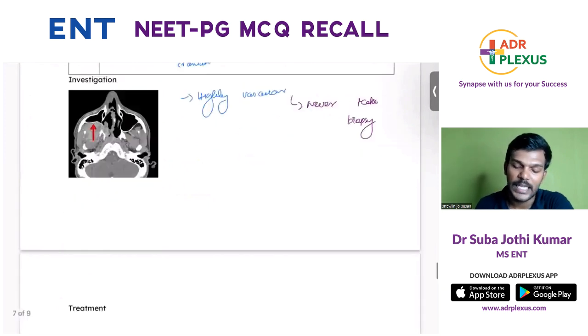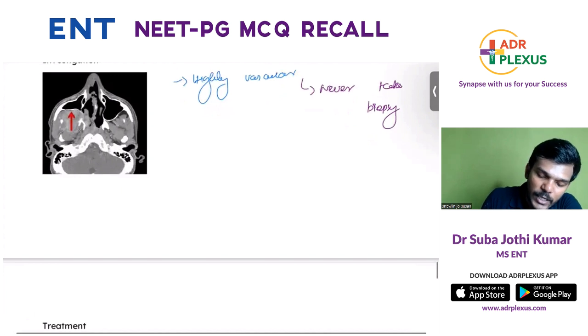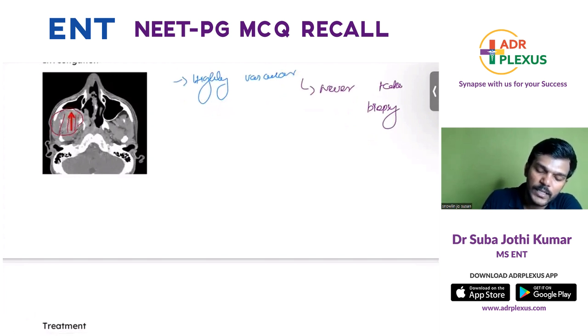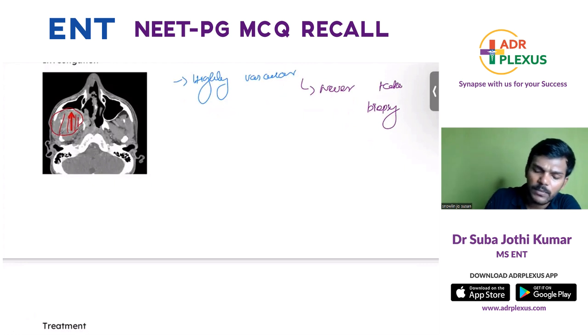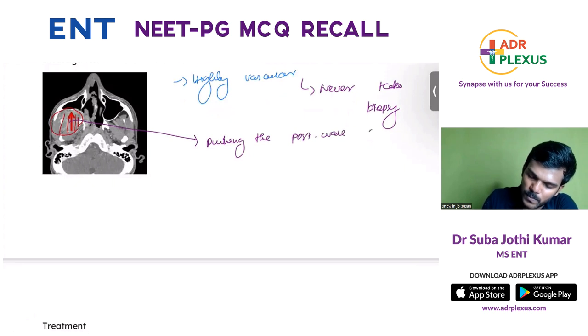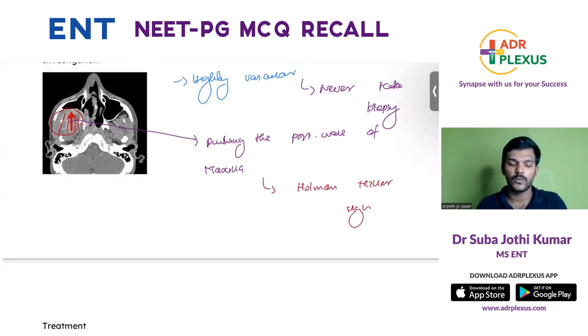Clear? So what are the imaging signs? See, this is the pterygopalatine fossa which is having the JNA. The pterygopalatine fossa is found posterior to the maxillary bone, and the tumor is pushing the posterior wall of the maxilla. That is called the Holman-Miller sign. It is an important sign that you could see.